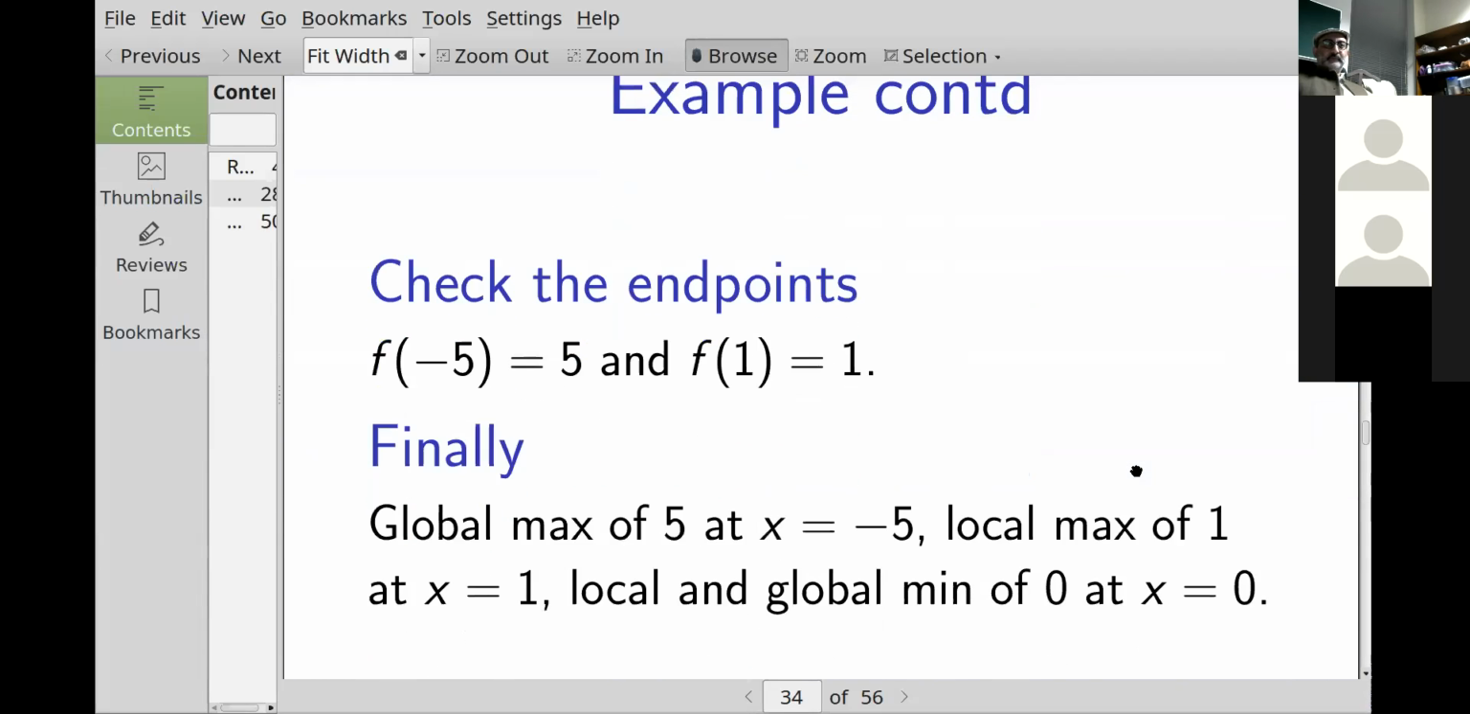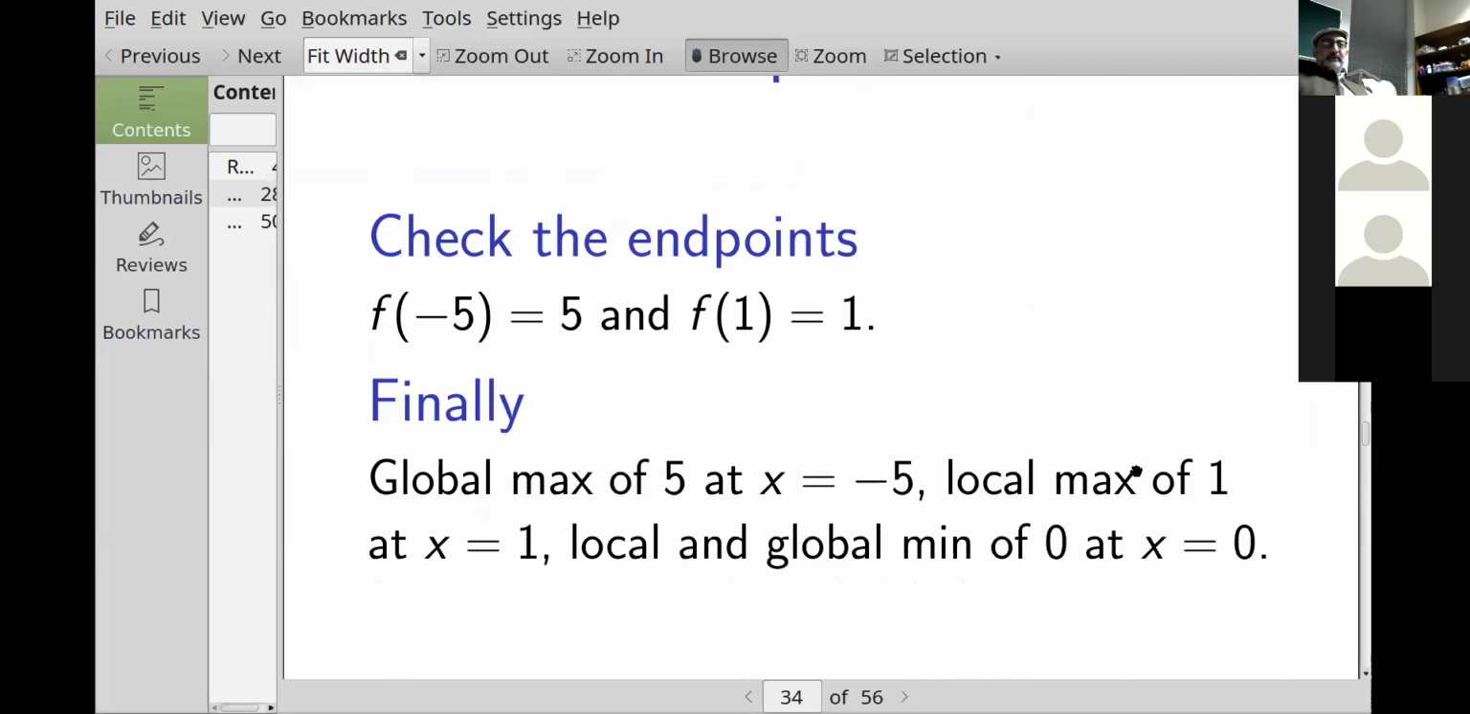Okay. So now, if we're also interested in global maxima and global minima, we should check the endpoints. So f of -5 equals 5 and f of 1 equals 1. So we've got a global max of 5 at x equals -5, and we have a local max of 1 at x equals 1. And we've got a local, which is also a global minimum of 0 at x equals 0. Okay? So if the function does have endpoints, be sure to check those also.